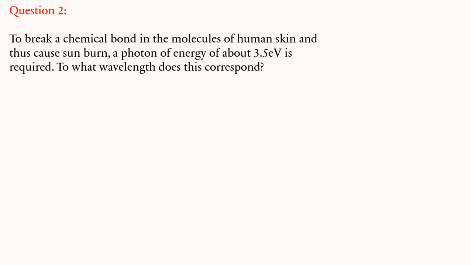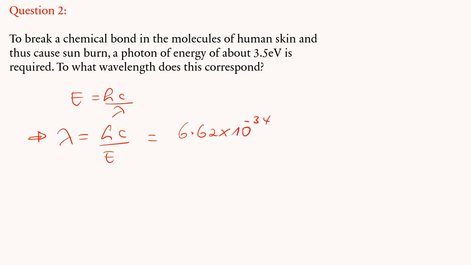Question number 2. To break a chemical bond in the molecules of human skin and thus cause sunburn, a photon of energy of about 3.5 electron volts is required. To what wavelength does this correspond? As we saw in the first question, E is equal to hc divided by lambda. So this implies that lambda is equal to hc divided by E. The numerical application will give us 6.62 times 10 to the negative 34, times 3 times 10 to the power 8 meters per second.